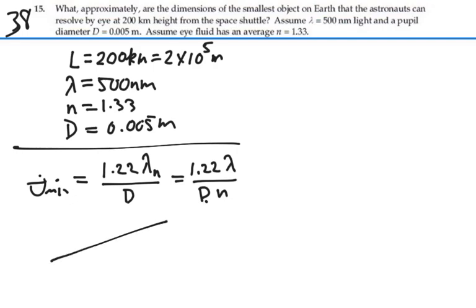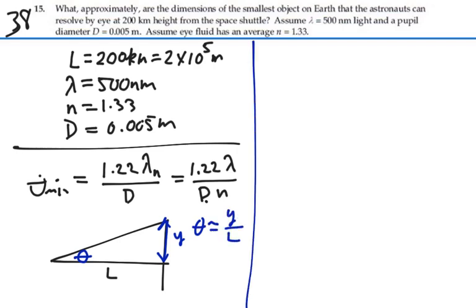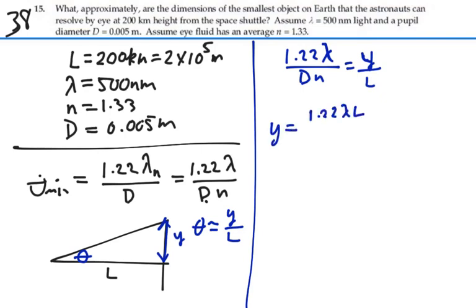And we would also recognize that if we're trying to distinguish between two objects that are some distance y apart at some distance L, then this angle theta for small angles is going to be equal to the tangent of theta, so theta is going to be approximately equal to y divided by L. So we have that 1.22 lambda over d times n is equal to y divided by L. Solve this for y, so y will equal 1.22 lambda times L over n times d.